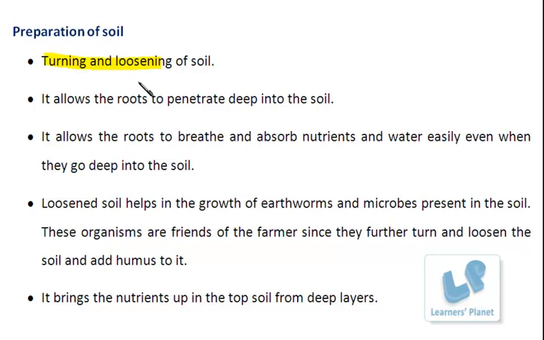This is because when the soil is loosened, right, then what will happen? The loosened soil will allow the roots to penetrate deep into the soil easily, and the deeper the roots will penetrate, more and more absorption of nutrients is possible, right? Besides this, since the soil is loose, the roots are able to breathe and absorb properly. Breathe, that means it requires the dissolved oxygen for survival, which is present in the water present in the spaces between the soil, right?